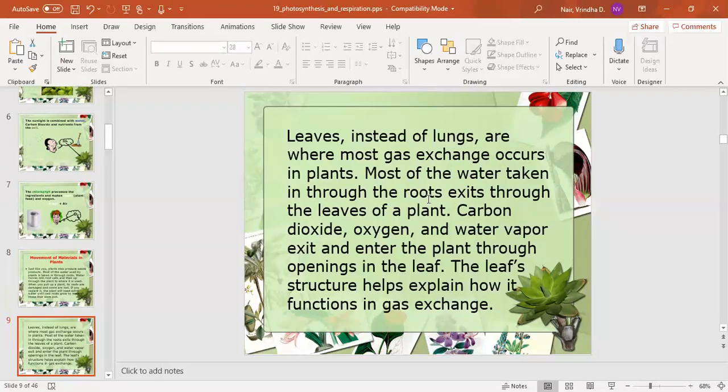Carbon dioxide, oxygen, and water vapor exit and enter the plant through an opening of the leaves. Of course, we cannot see it unless we look under a microscope, but the leaves have a small opening on the underside, and that part of the leaf helps to exit out things and to exchange gases. If you want to release gas from the plant, or take gas into the plant, you have to have a small opening, and that opening at the underside of the leaf is called stomata.